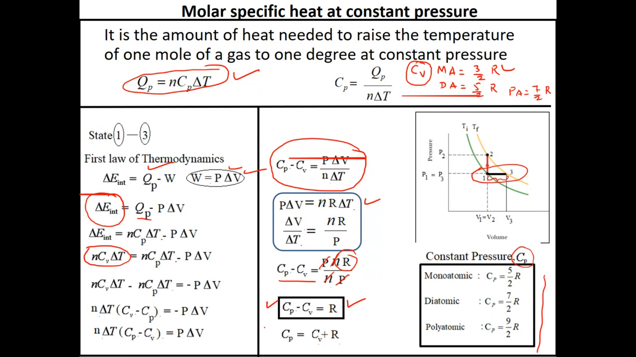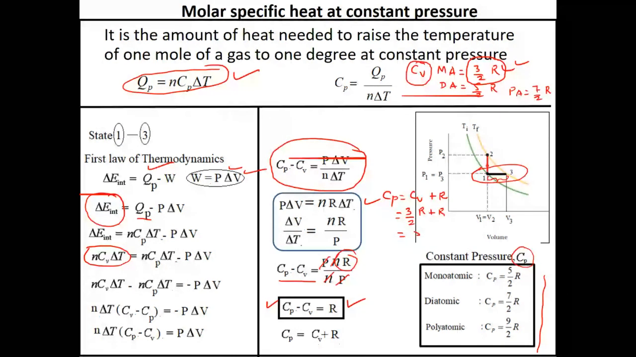Now for monoatomic, I am going to use this relation. For monoatomic, Cp is equal to Cv plus R. Okay, for monoatomic, what is the value of Cv? 3/2. Okay, I can write here. For monoatomic, 3/2 times R plus R. What should be the answer, my dear? Clear? 5/2.